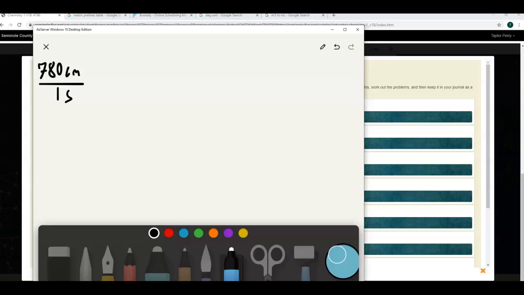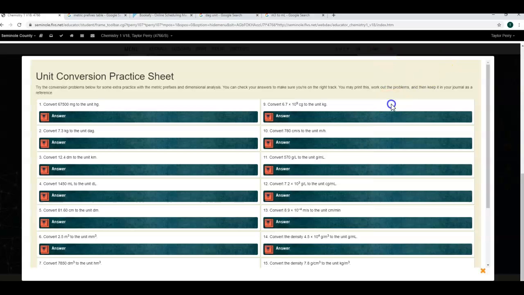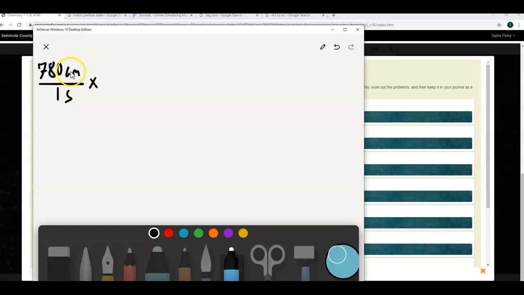So the thing is, we know that we have to convert centimeters to meters, right? Because this question's asking us to convert centimeters per second to meters per hour. Well, centimeters and meters are length, and seconds and hours are time. So let's just start with our length. Let's start with centimeters and meters. Let's convert centimeters to meters, and then we'll worry about time afterwards.